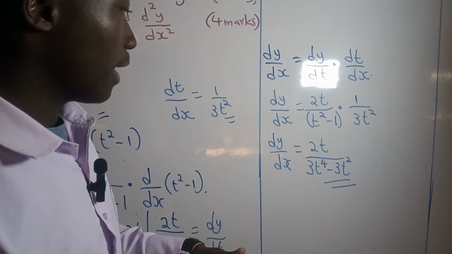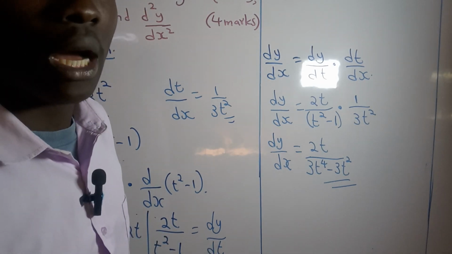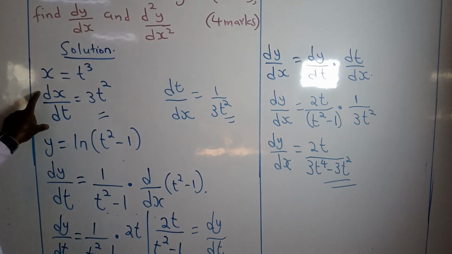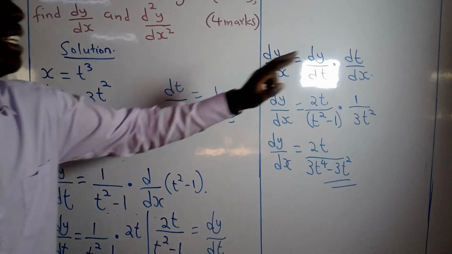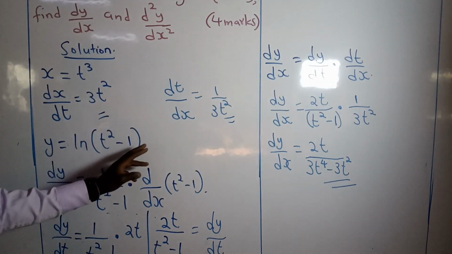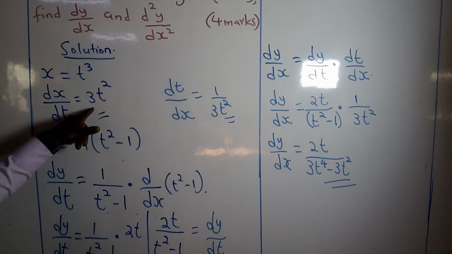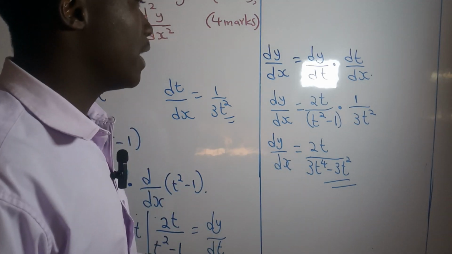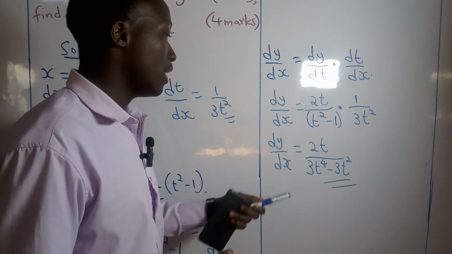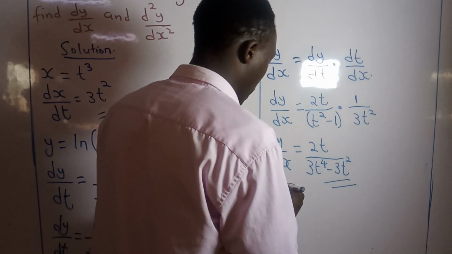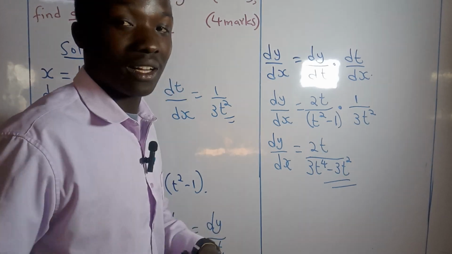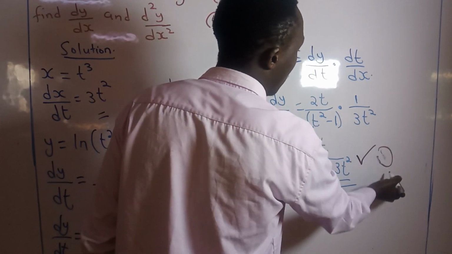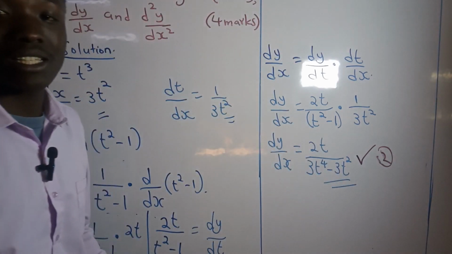So, I hope you have understood how we have gone about this question. Here we had dx over dt. For us to get dt over dx, it is the reciprocal. That is, dt over dx is 1 over 3t squared. And by doing that, you have already solved your question. So we already have a tick. Halfway of the question is correctly done, so you can say you have your 2 marks there.